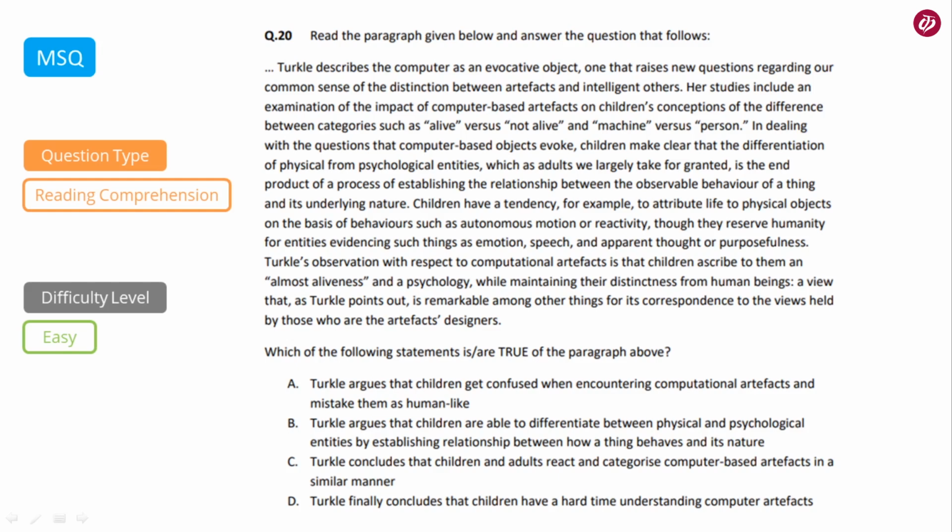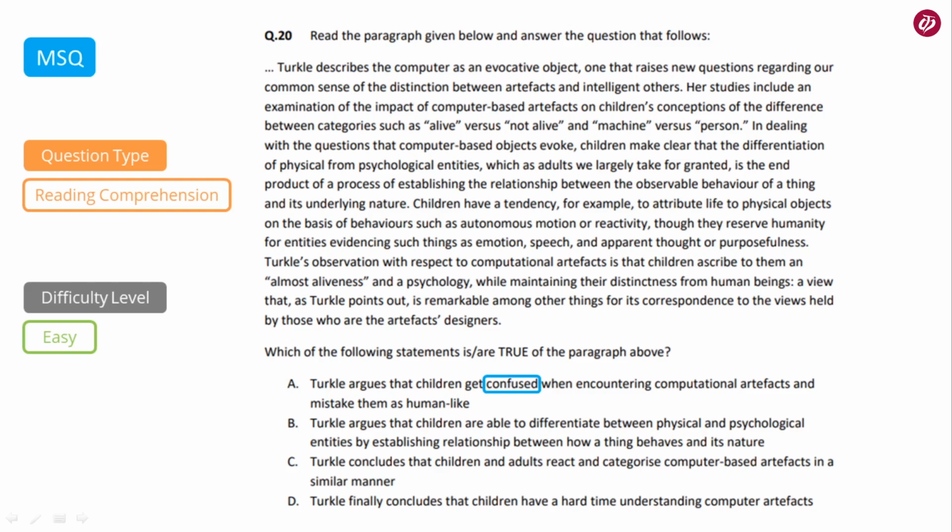Now I will not read the whole question, you can do that. I'll directly come to the solution part. The question is asking which of them are true. So my approach for this question would be to prove as many statements false as possible. Let's look at the first option. See the word confused used in the statement. This is a negative word. And nowhere in the paragraph you will find this word or context related to this word. So I can eliminate option A.